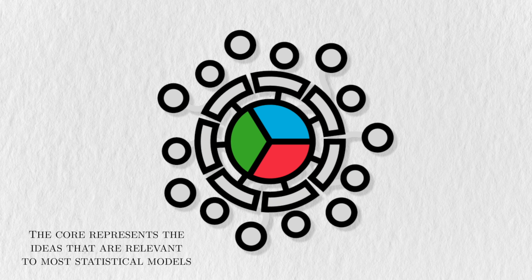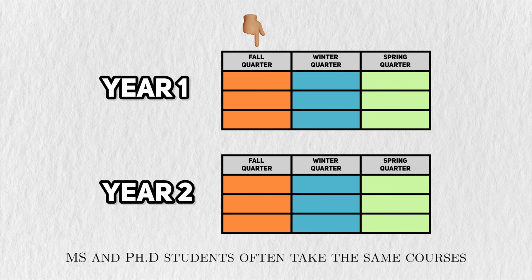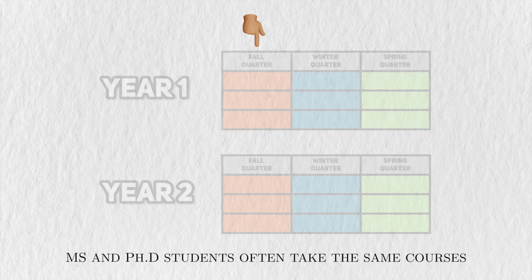The core represents the key concepts and ideas that are relevant to pretty much any statistical method. It roughly corresponds to your required coursework in the first year. Master's and PhD students often take the same courses or cover the same material, so I don't differentiate between them here. Next is the shell.